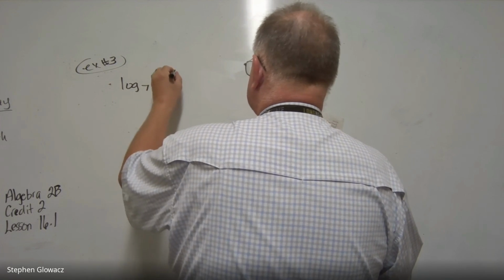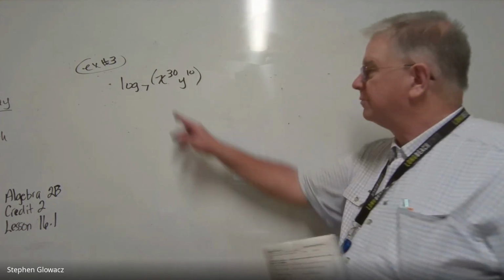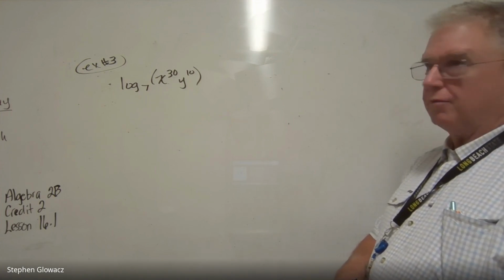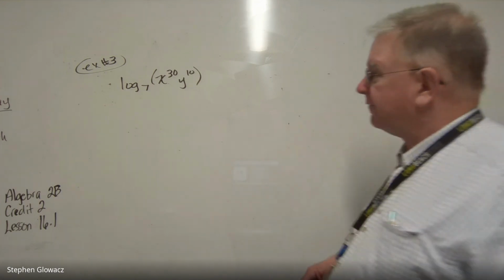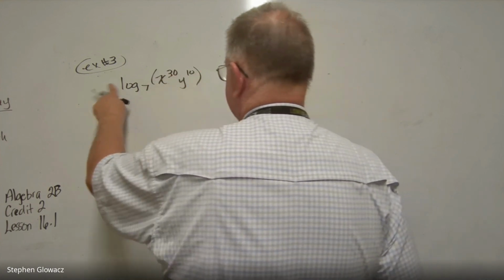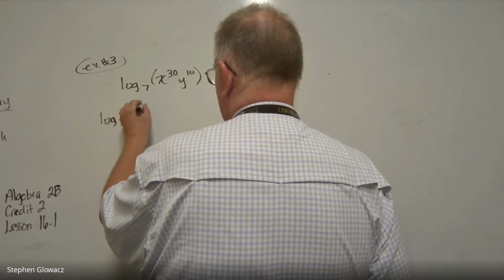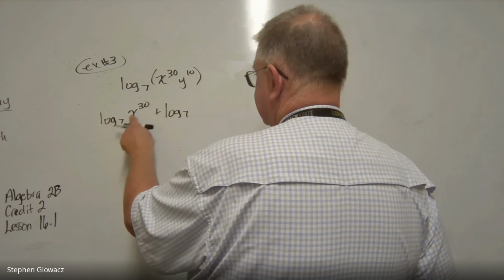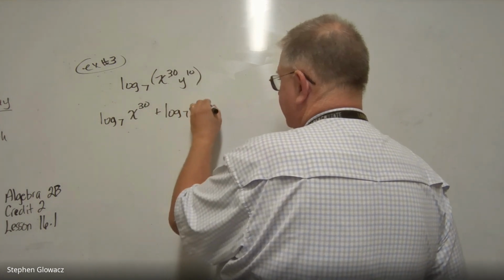and we're asked to expand it, to write it as 2 terms. So in this case, 2 different logarithms. So we're basically doing what we did in 1 and 2, but in reverse. All right, so our first step is we have multiplication, x to the 30th times y to the 10th. So we're going to start by separating these into separate logarithms using addition. So we have log base 7 of x to the 30th plus log base 7 of y to the 10th.